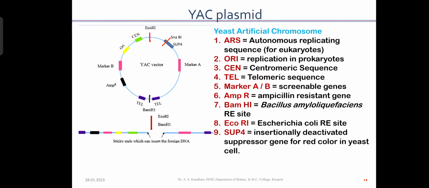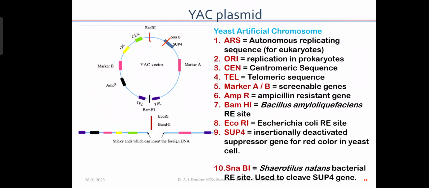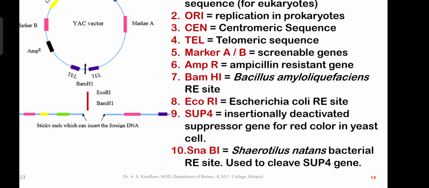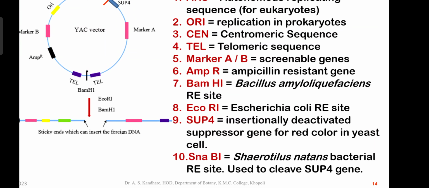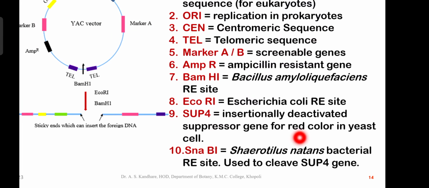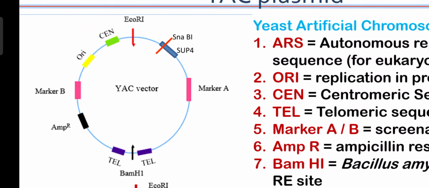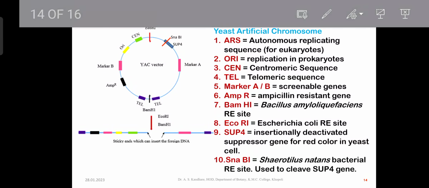Or it acts as a screenable marker. So here you can see this SNAB1, isn't it? Here you can see bacteria, Shirotellus natans नाम का ये बैक्टीरिया है, इससे ये रेस्ट्रिक्शन एंजाइम SNAB1 मिलता है, isn't it? So वो यहाँ पर कट करता है SNAB1. So this is the important feature of YAC.